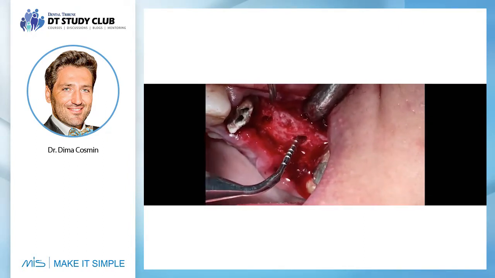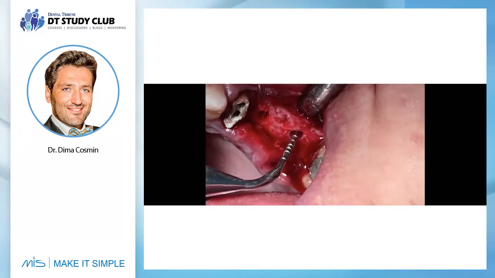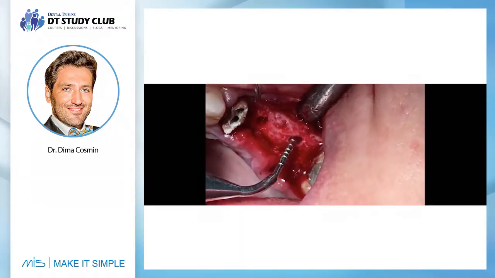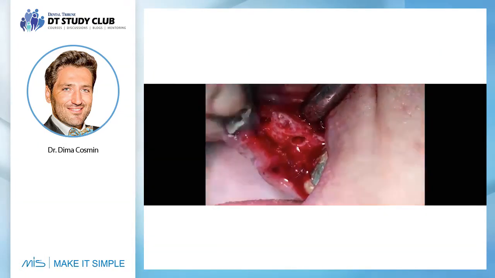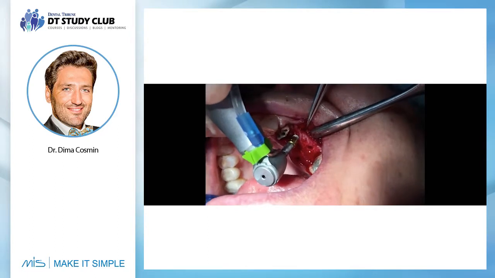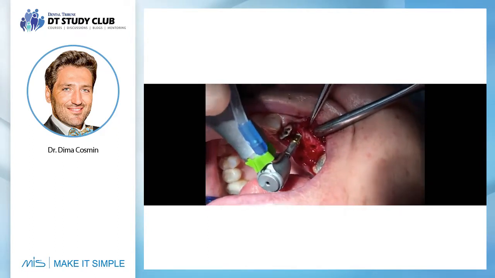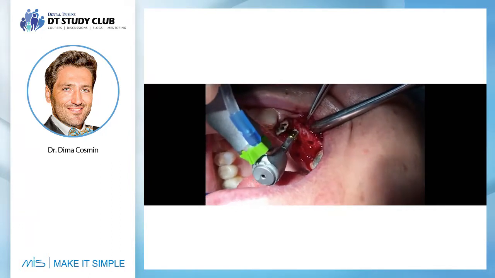And before inserting the implant, I put one more time the collagen sponge, not to let the implant have contact directly with the Schneiderian membrane, because I use very aggressive implants, so of course it's not good to have direct contact between the implant and the Schneiderian membrane.